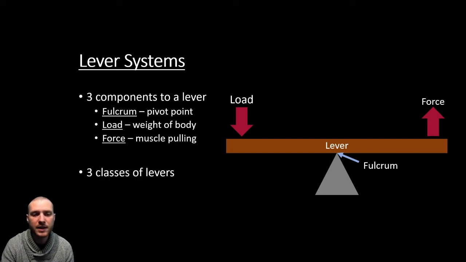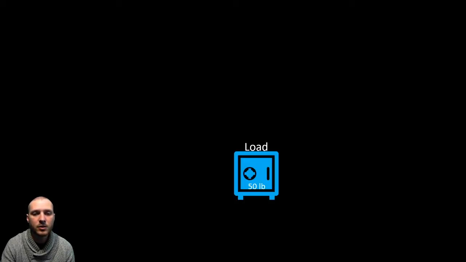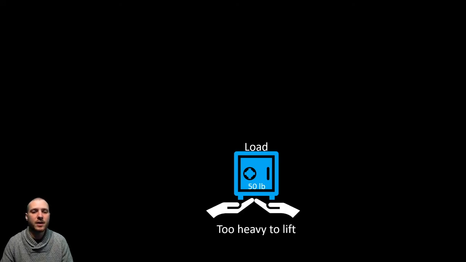So there's going to be three different classes of levers. We're kind of going to look at each one and why they help aid in muscle performance. So here we have our load. This is a safe, let's say it weighs 50 pounds. So a heavy object. If we were to just try to pick it up off the ground, it's going to be too heavy for us to lift. So what we can do is create a lever that makes our work easier.